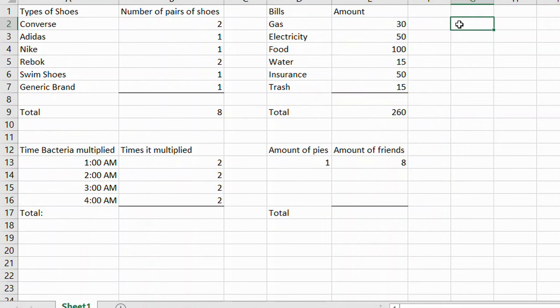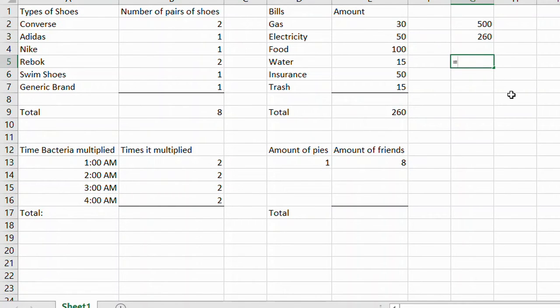But what if I had $500 for my paycheck and I want to subtract the 260? What I can do is add the 260 here. So my 500 paycheck minus my 260 bill.